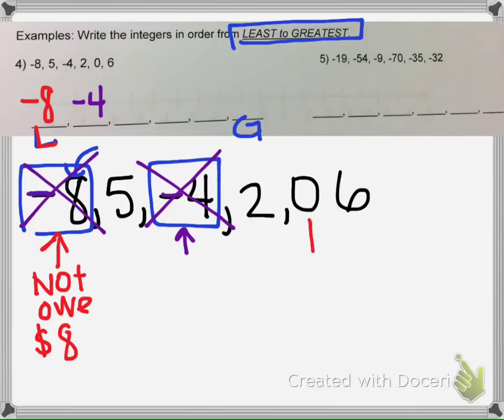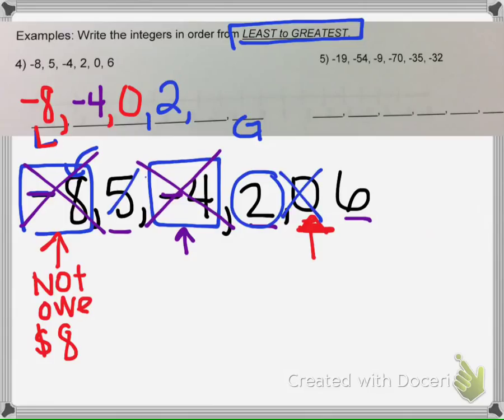And then the next thing I see I have 0. And having nothing is smaller than having 2, 6, or 5. So then the next smallest number would be the 2. And then the 5, and then the 6. So go ahead and pause the video now and try number 5 on your own.